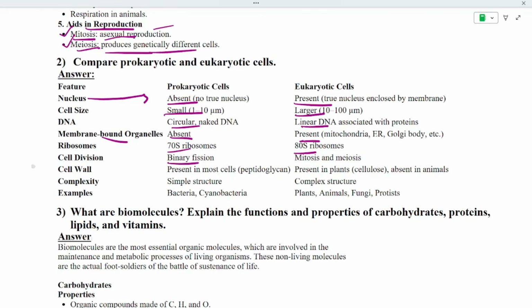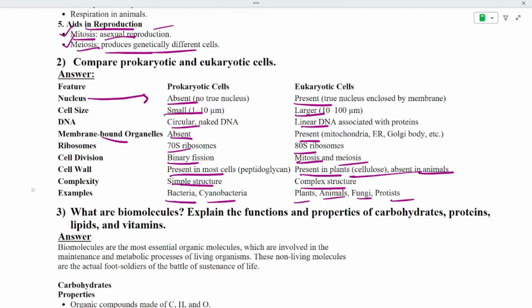Cell division happens through binary fission here, and through mitosis and meiosis here. Cell wall is present here, and here it is present in plant cells and absent in animal cells. Okay, next is complexity: simple structure here, complex here. Examples are bacteria and cyanobacteria here, and plants, animals, fungi, and protists here.